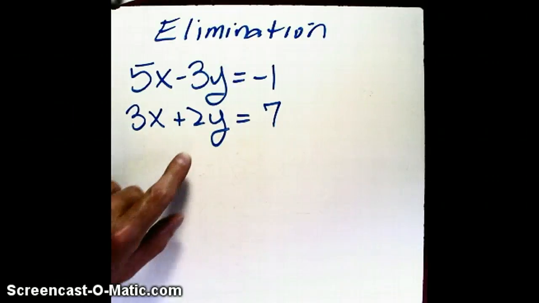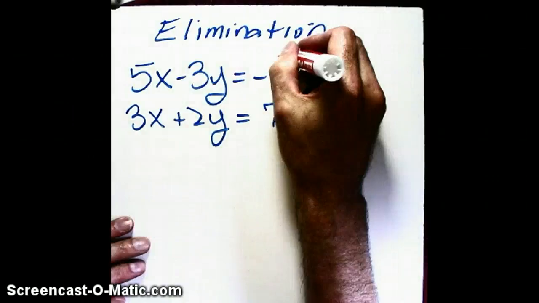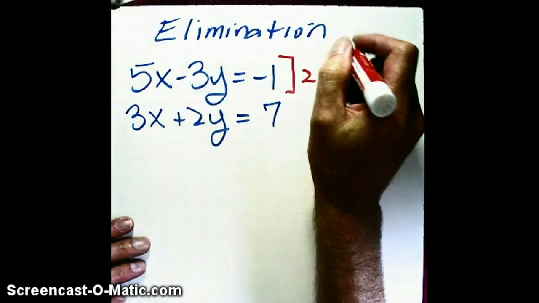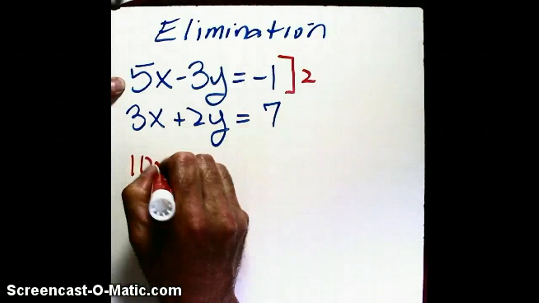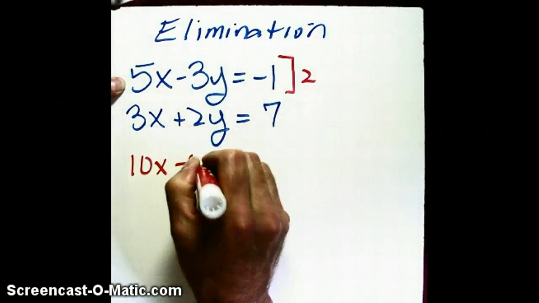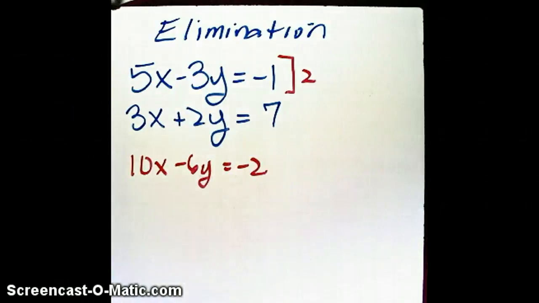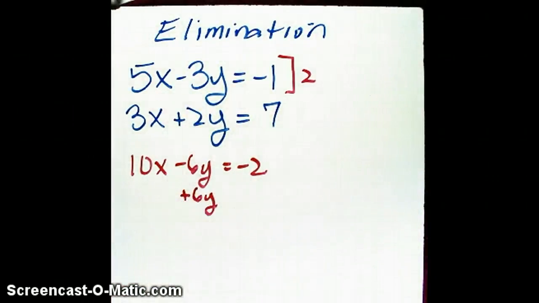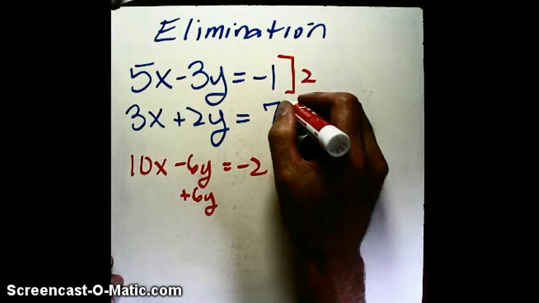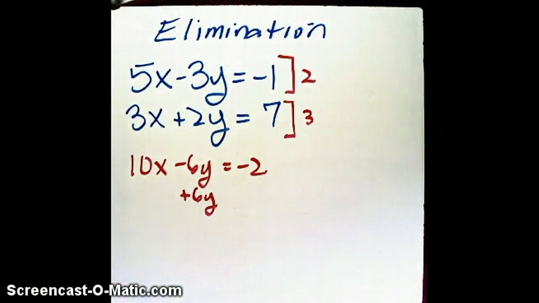But notice over here the signs are already different. What would happen if I multiplied the top by 2? Let's just rewrite that equation. That would be 10x minus 6y is equal to negative 2. Now, we want to eliminate the y, so don't I need a plus 6y at the bottom? Yes, I do. So I should multiply the bottom equation by 3.